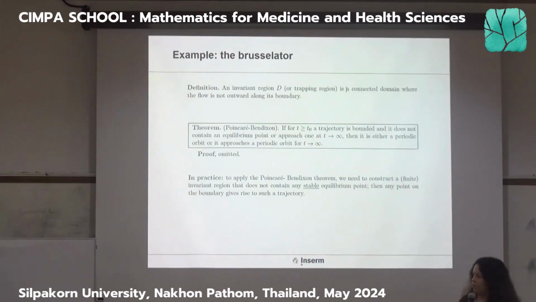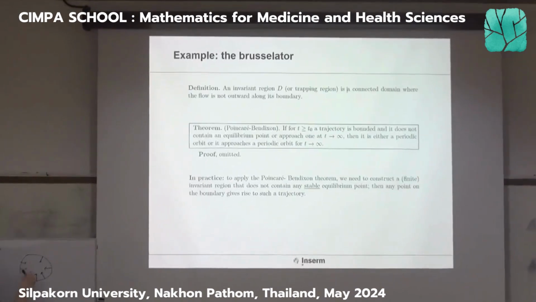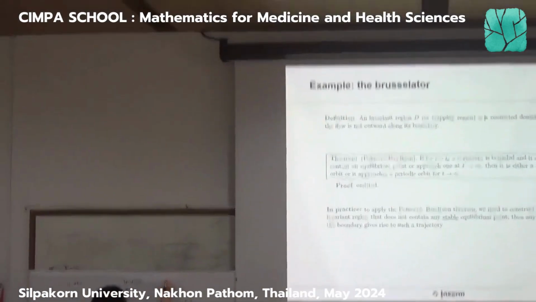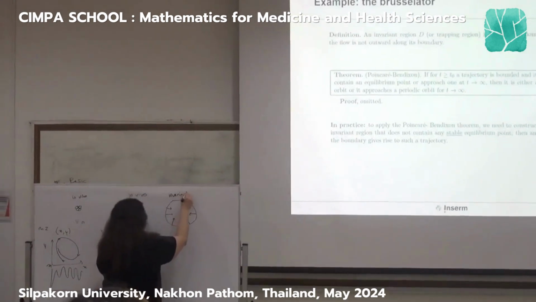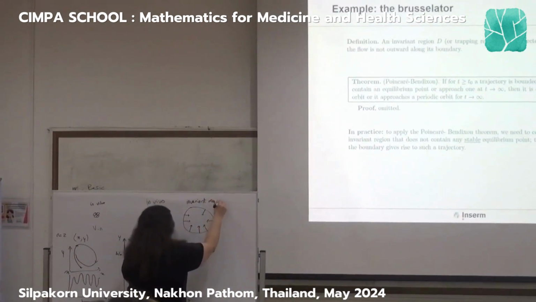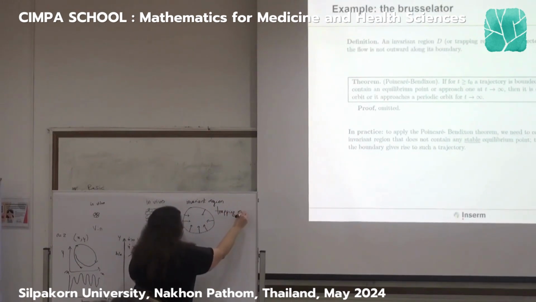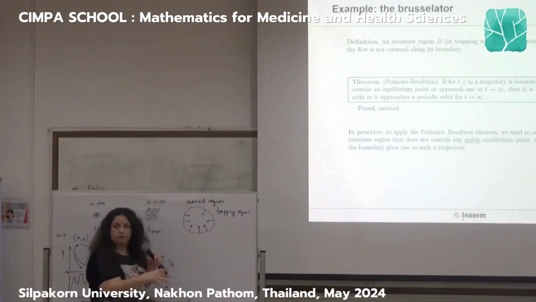Okay? So basically, if you are here in 2D, you can draw any connected domain with the flow pointing inwards. And the funny thing is that if you have this invariant region, sometimes called the trapping region, basically once you get into this area, you stay there, you are trapped.